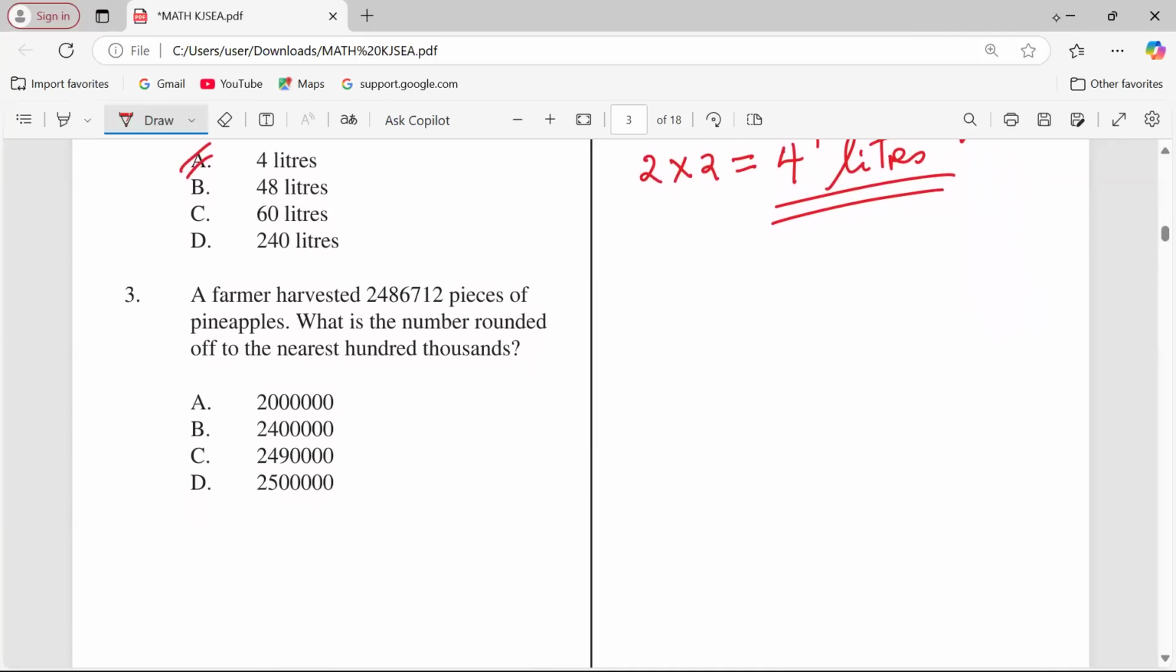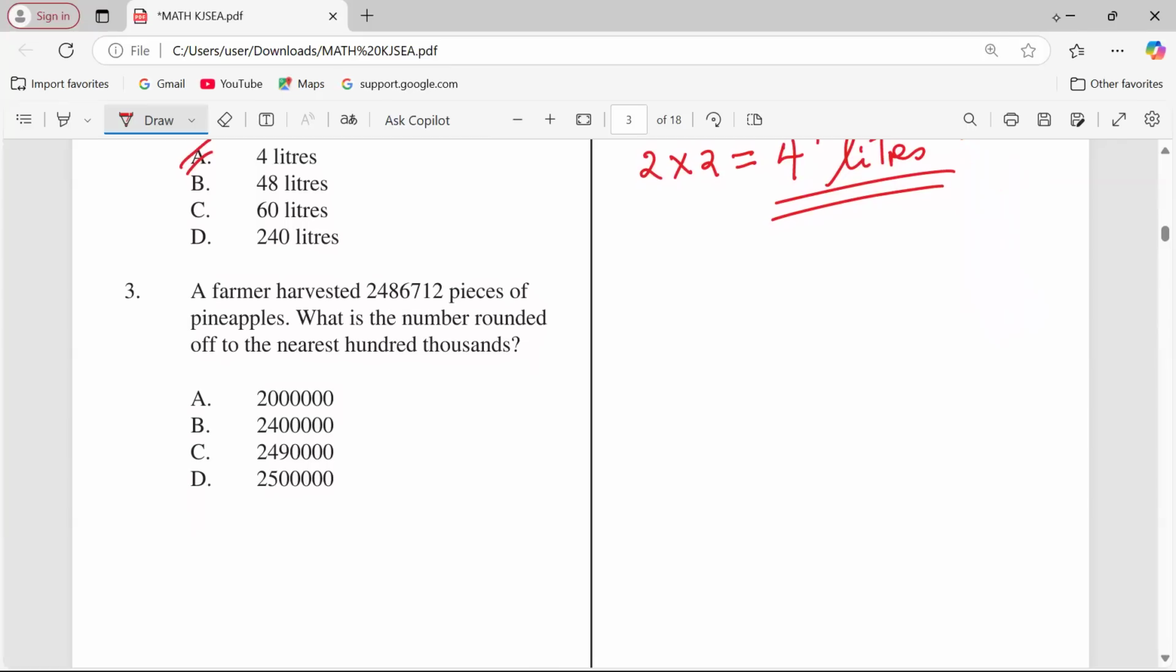Let's check number 3 of the same paper. A farmer harvested 2,486,712 pieces of pineapples. What is the number rounded off to the nearest hundred thousands?